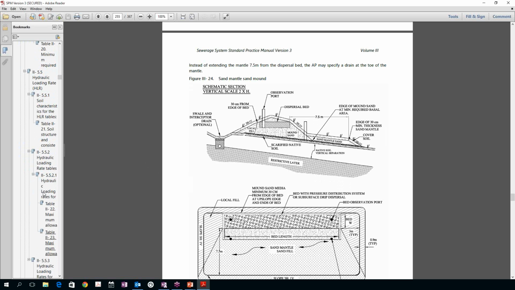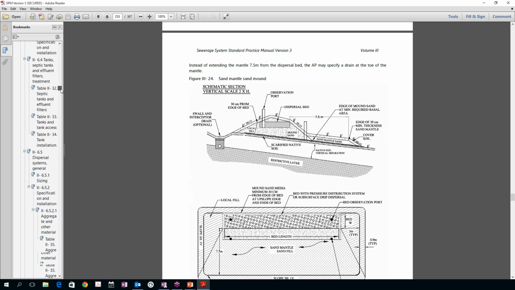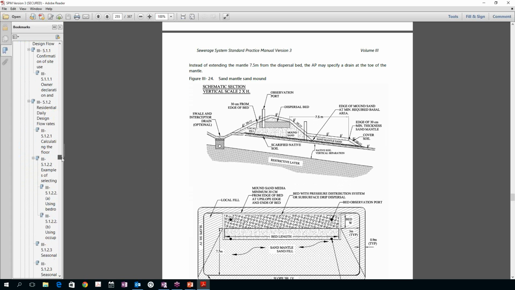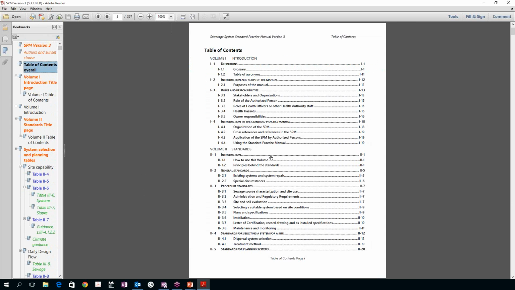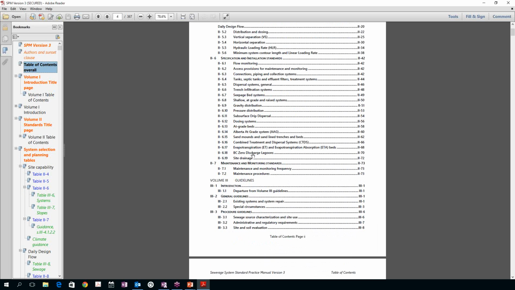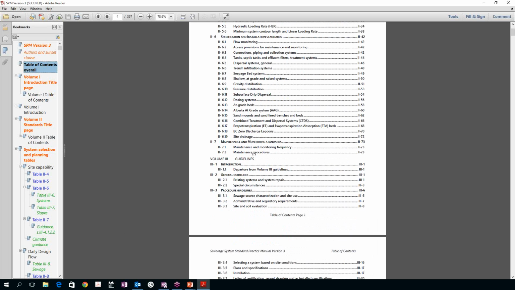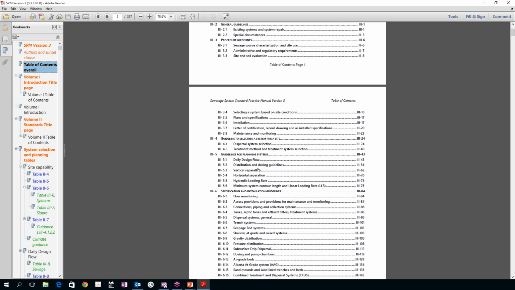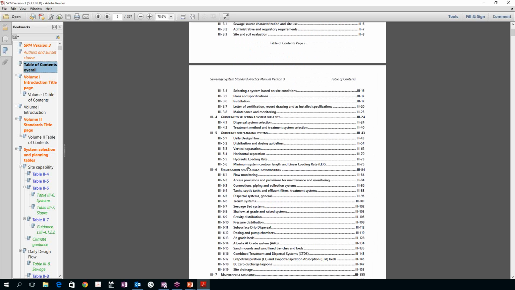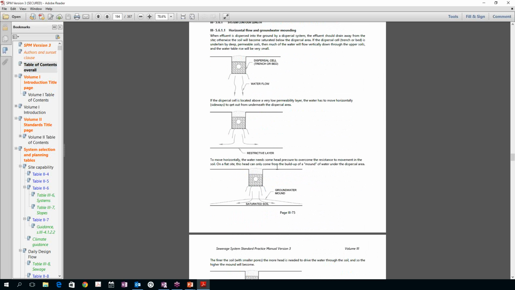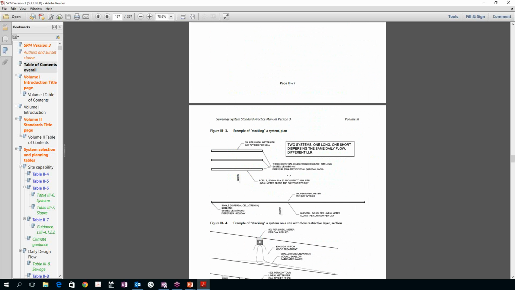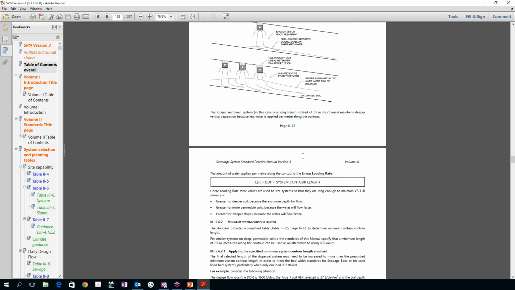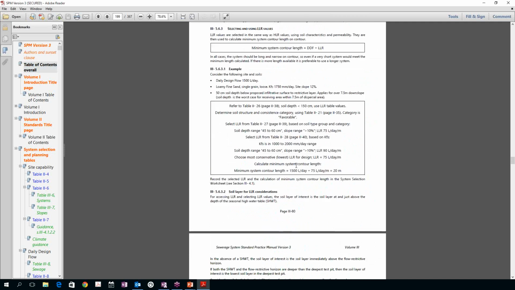Table 3.6, come on. Oh my goodness. I guess I'll do it another way. 3.6 into 3.6 system length. To 3. Here it comes. Bear with me.